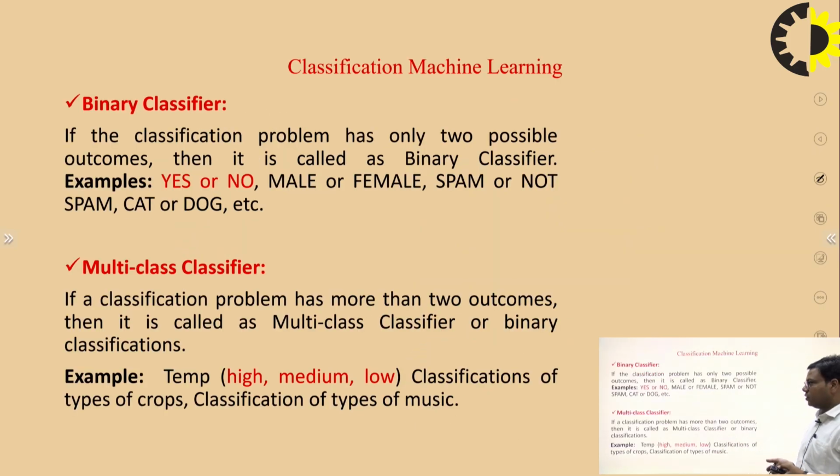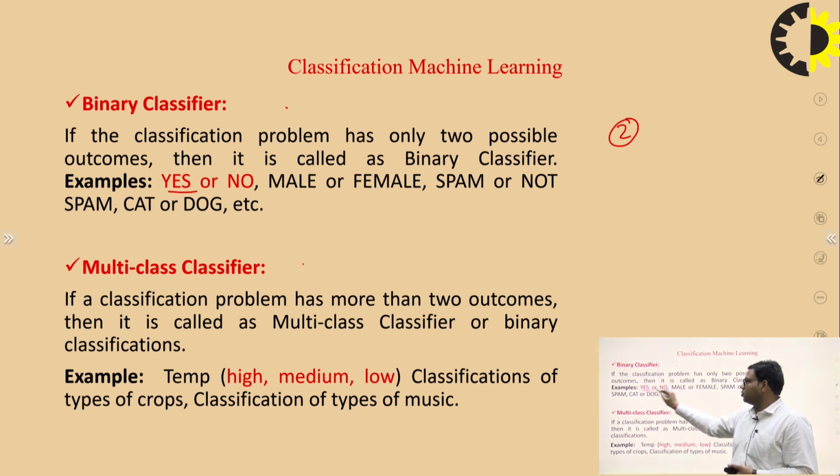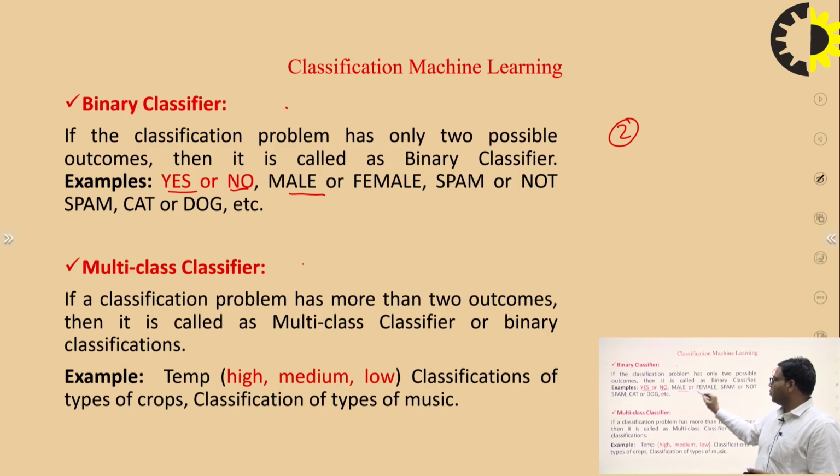It could be of several types. It could be a binary classification or it could be a multi-class classification. In binary classification, the expected outcome classes are only two. For example, the outcome classes could be yes or no, male or female, spam or not spam, cat or dog. It means the possible outcome classes are always two only. So this kind of classification is called binary classification.